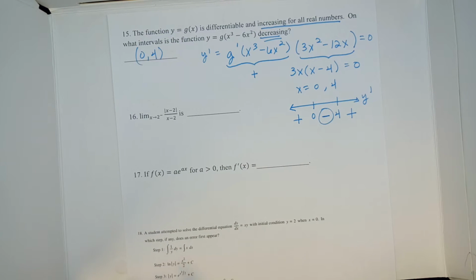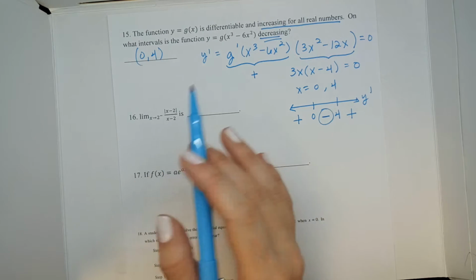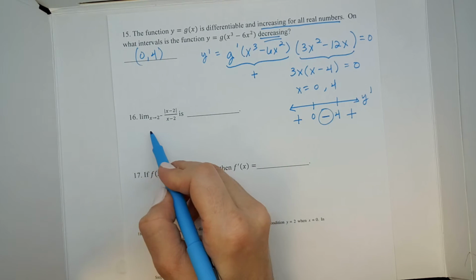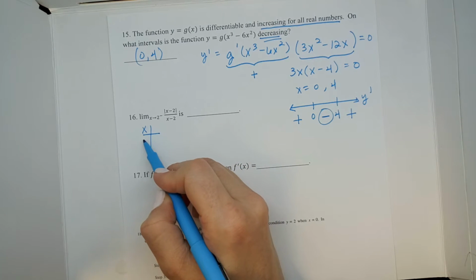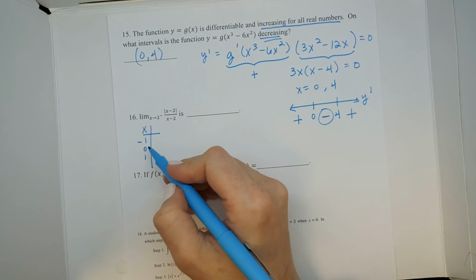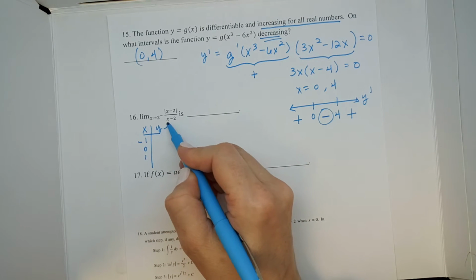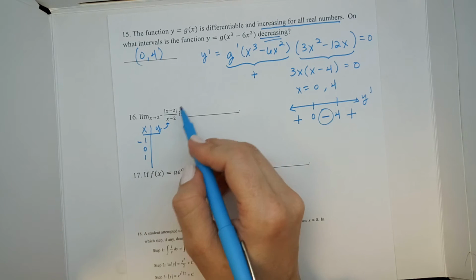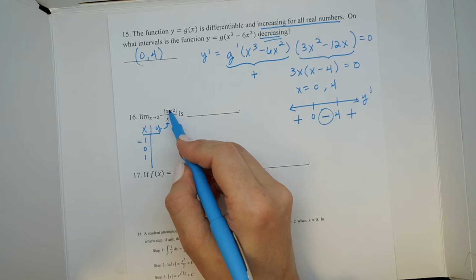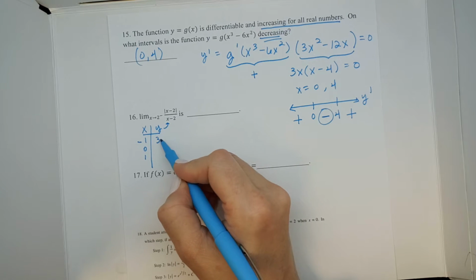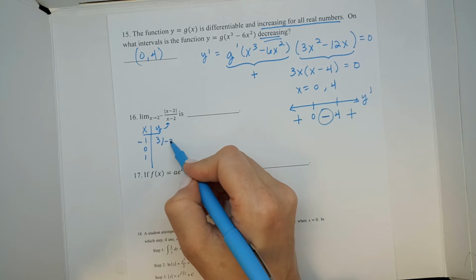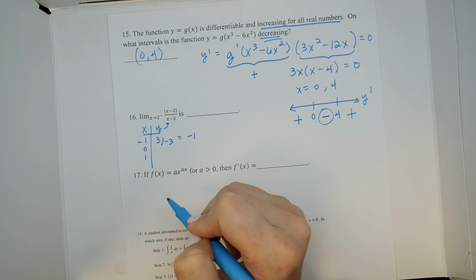Okay, number 16, we've got a limit as x approaches 2 from the left. I think the easiest way to look at this is just to make a table and see what's happening left of 2. So x is maybe negative 1, 0, and 1, the 3 whole numbers left of 2. And then y is this function. So if I plug in negative 1, the absolute value of negative 1 minus 2 is the absolute value of negative 3, which is 3. Negative 1 minus 2 is negative 3, and the quotient is negative 1.